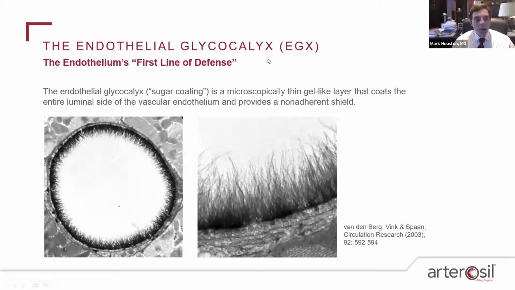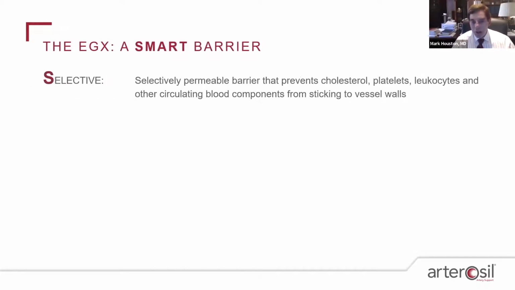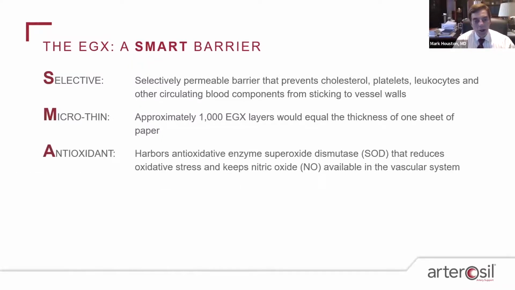You can see here what the glycocalyx looks like. So there it is, just attached to the endothelial lining. And in the electron microscopic view, you can see it's hair-like projections that stick out from the endothelial lining into the lumen. And these are the protective coating then that allow protection of the endothelial lining. It's a very smart barrier. It's very selective, so not everything can sneak through there, particularly cholesterol, platelets, and leukocytes, to avoid sticking to the vascular endothelium. It's very thin, and the thickness will vary depending on which artery it's in.